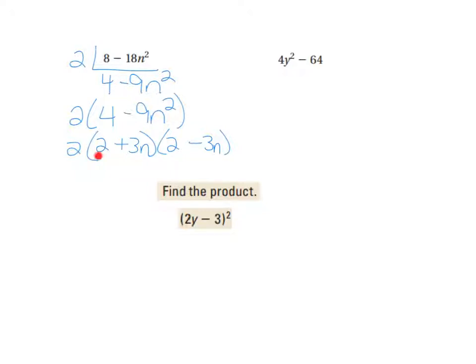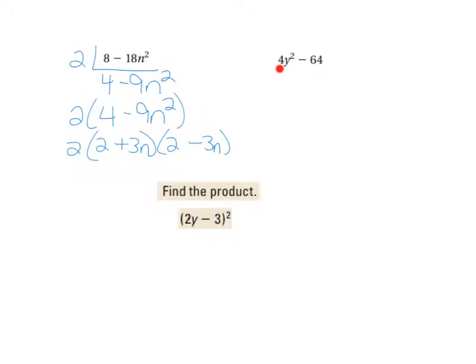You can always check it. 2 times 2 is 4. Minus 6n plus 6n would cancel, so that middle term would go away. 3n times negative 3n, negative 9n squared. Okay? Now, again, always look to see if there's a GCF.